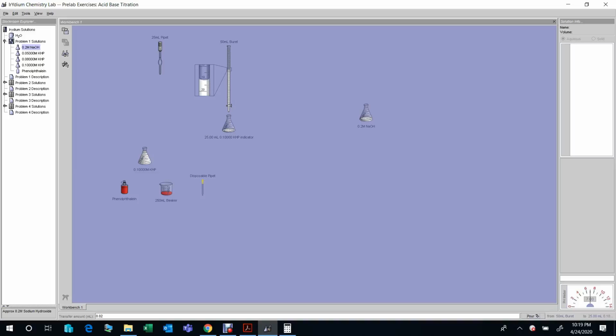Okay. No color change. I keep adding. No color change. I just keep adding.